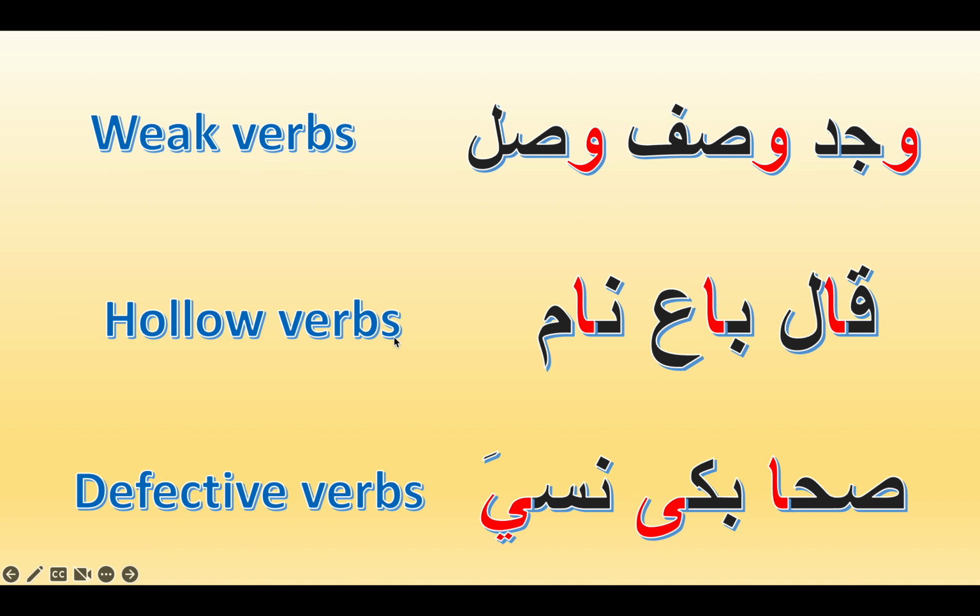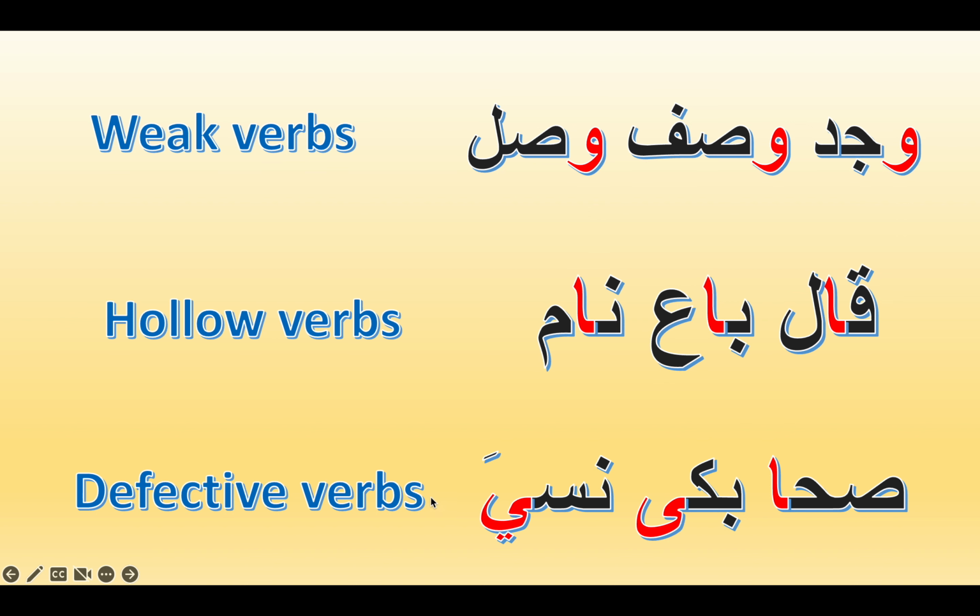We then have hollow verbs. I've also done a video on this. I'll attach the link. This is when the middle root letter is a waw, alif, or a ya. So qala to say, ba'a to sell, nama to sleep.